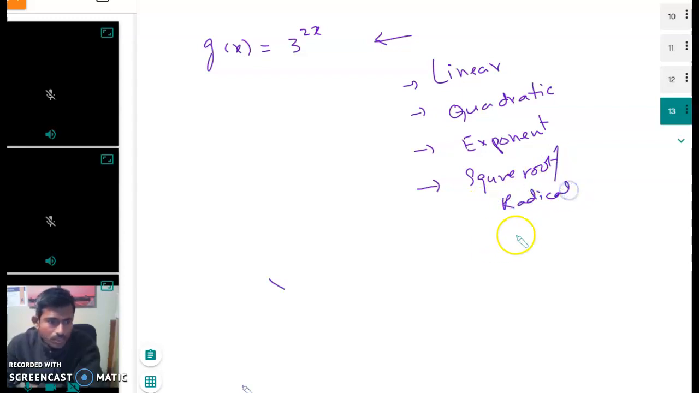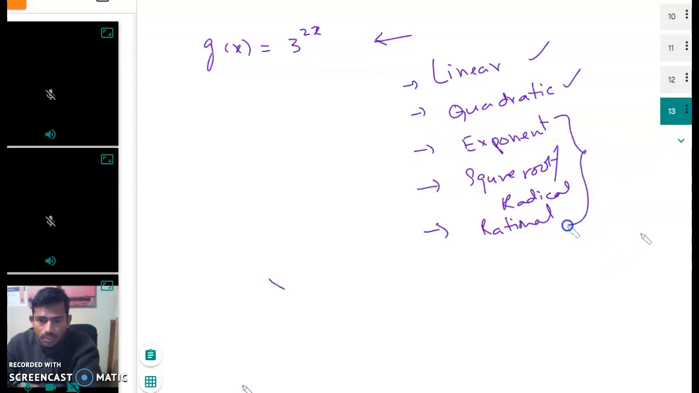Can you guys hear me? Yeah. Okay. So radical functions, and also we have the rational functions. These are all the different functions you will learn. When you go to algebra, you're going to learn this and this. Probably at the end of algebra, 9th grade, freshman year, and then in junior year, you're going to learn more about these.